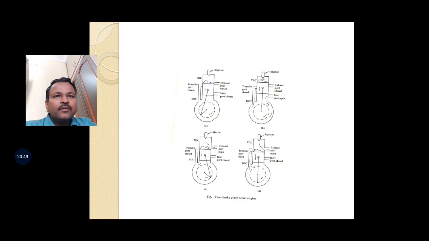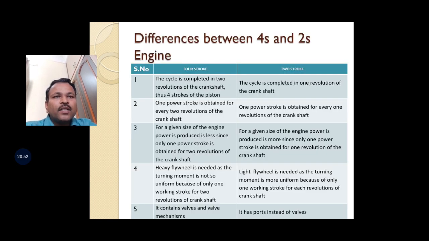So next is the difference between the 4-stroke and 2-stroke engine. In the 4-stroke, the cycle completes in 2 revolutions. In the 2-stroke, a cycle completes in only 1 revolution. Here power stroke is obtained for every 2 revolutions. There, power stroke is obtained for 1 revolution of the crank. Here, for a given size of engine, power produced is less since there is only 1 power stroke per 2 revolutions. Okay, there, for a given size of engine, power produced is more, because we get a power stroke every revolution of the crankshaft. So a heavy flywheel is required here, and a light flywheel there.